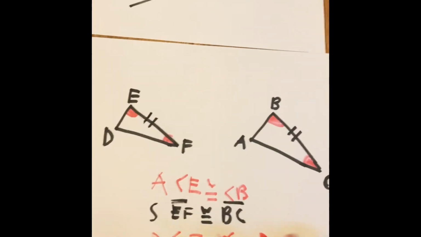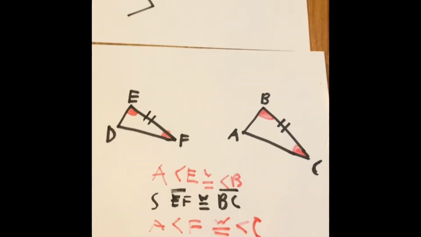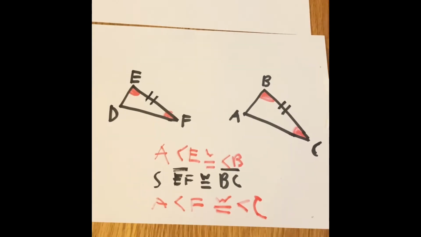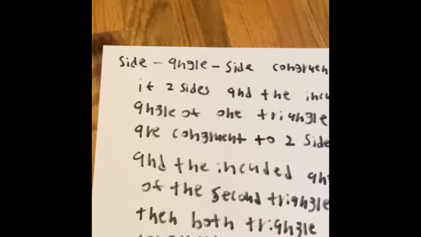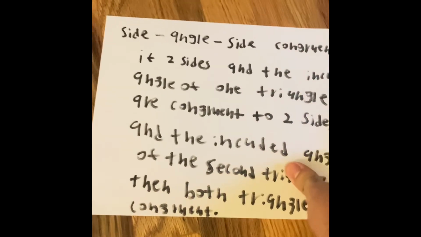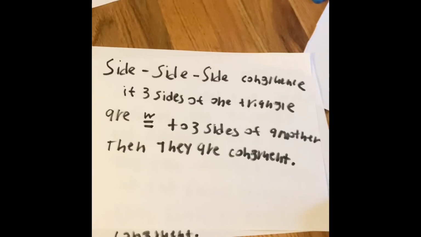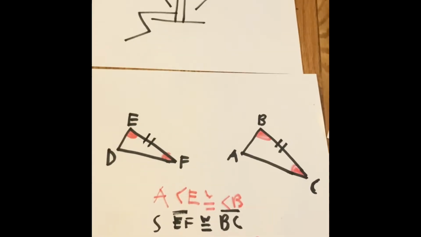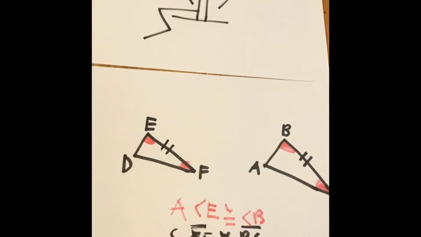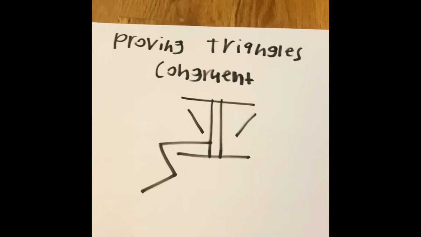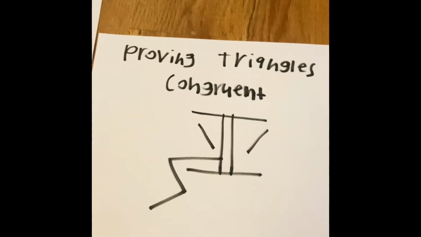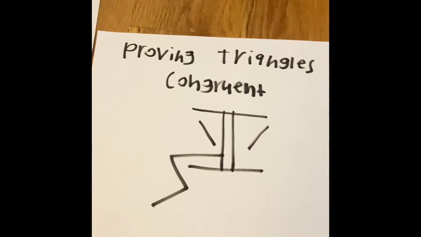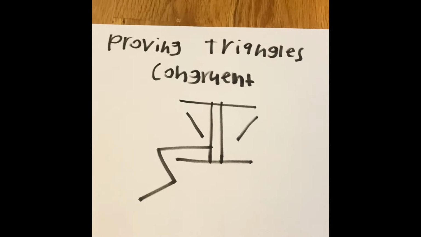So these are three ways we can prove a triangle congruent. We have angle, side, angle, and we also have side, angle, side, and side, side, side. So we have SSS, SAS, ASA. Those are the ways we can prove a triangle is congruent. I hope this video has helped you understand the three ways we can prove a triangle is congruent to another one.